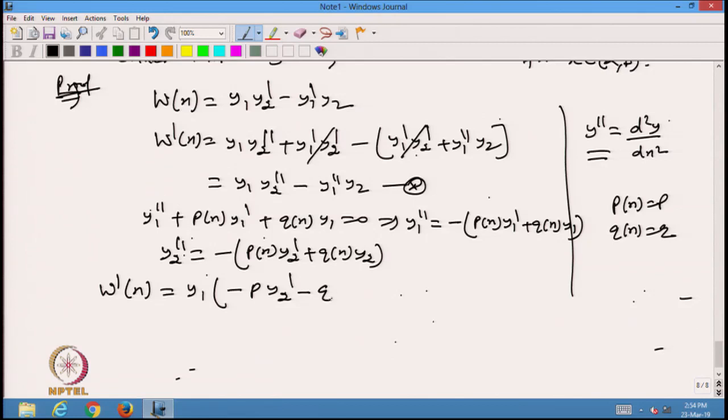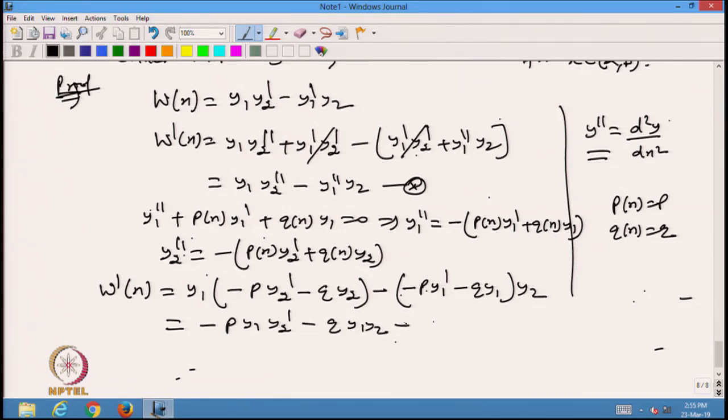So this is minus q y2, so this is minus y1, so this is again it will be minus p y1 dash minus q y1 into y2. So if you see this clearly, from here I will get minus of p y1 y2 dash minus q y1 y2, it will be plus p y1 dash y2, and from here it will be plus q y1 y2, and this will cancel out and we are left with this one.